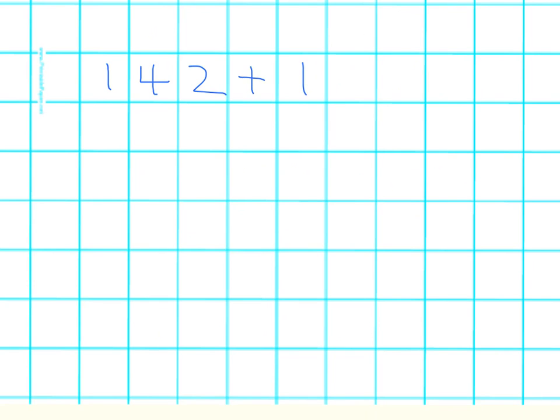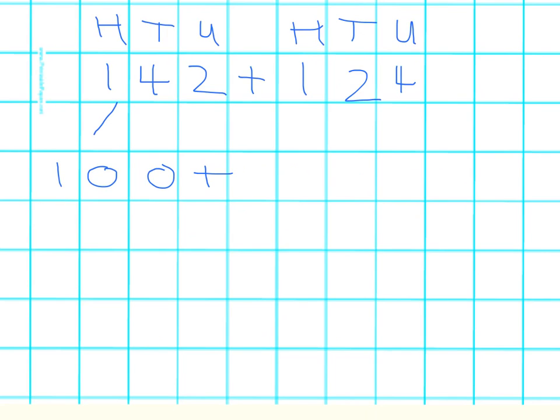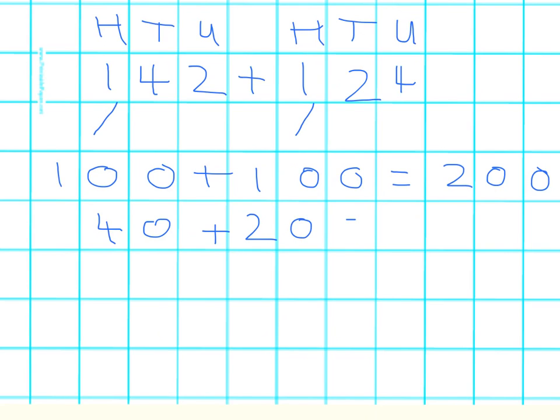142 add 124. Remember, hundreds, tens, units. 100 add 100 equals 200. 40 add 20 equals 60. 2 add 4 equals 6.